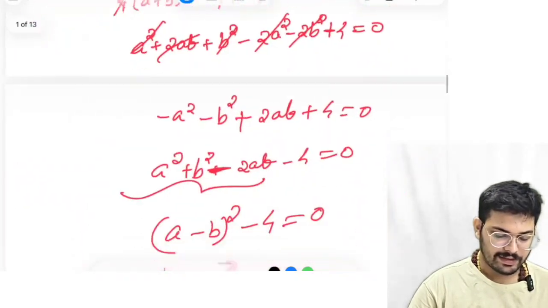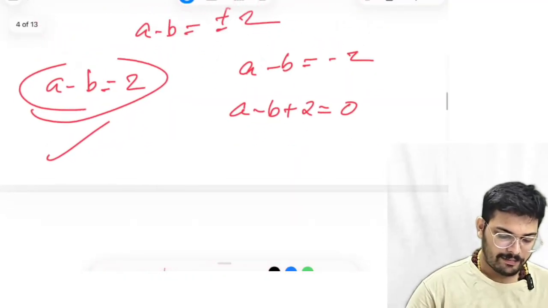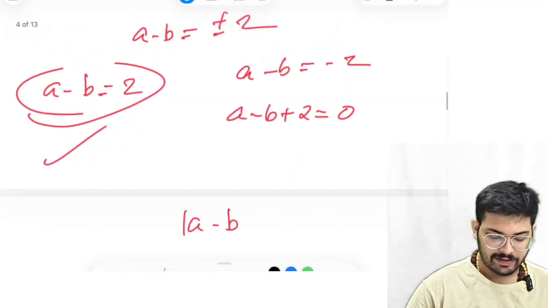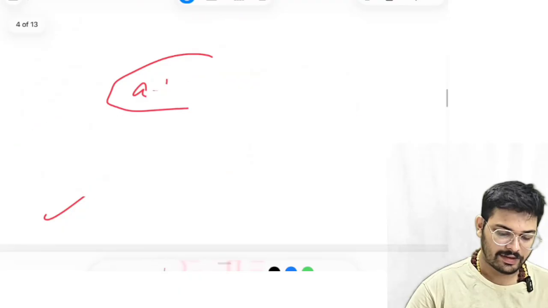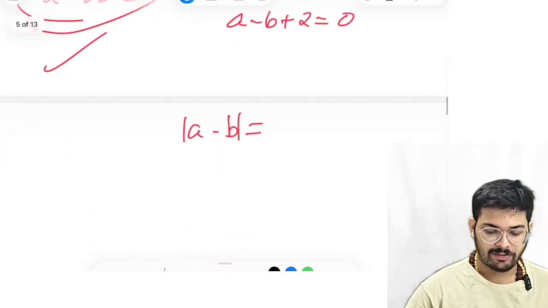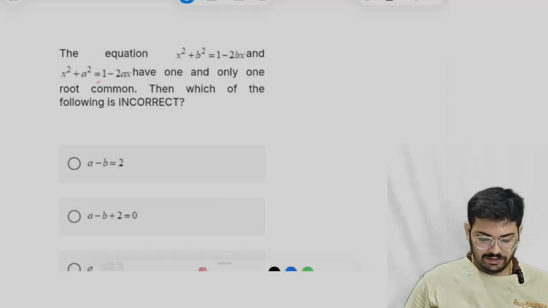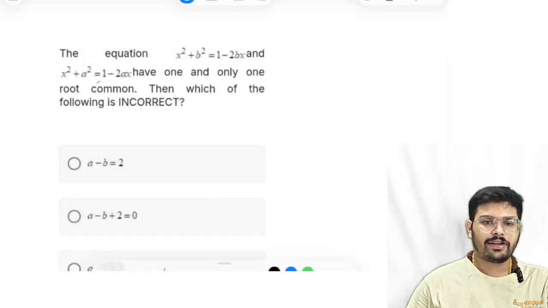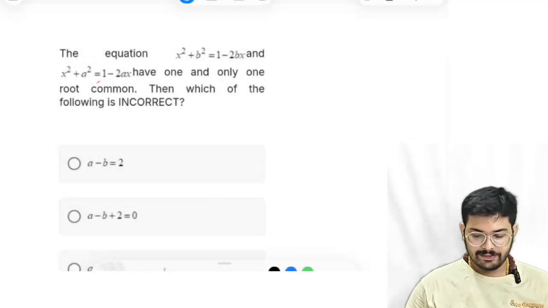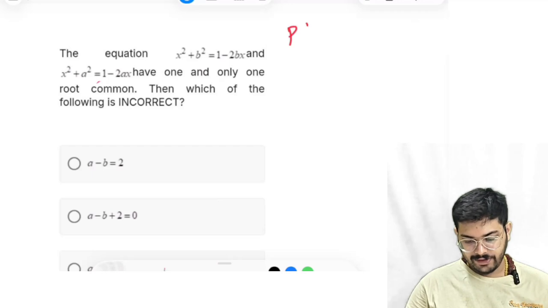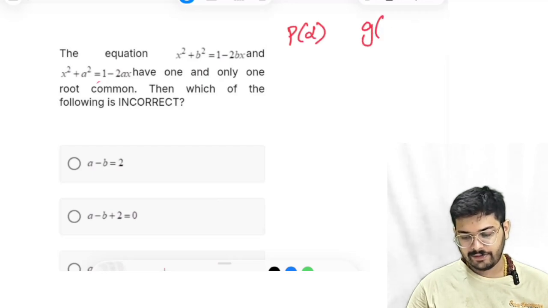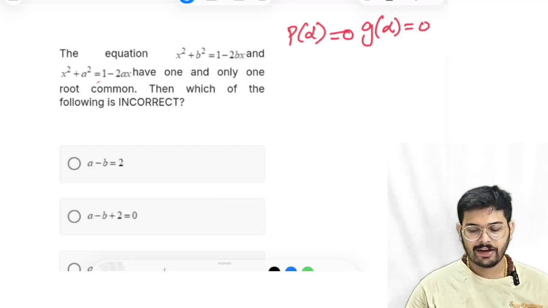And sometimes this question is asked, they will only ask the magnitude of a minus b. In that case, a minus b is plus or minus 2, so the modulus of plus or minus 2 will be equal to 2 only. Now if you want, we can solve this question in one more method. That is, suppose alpha is the root of p of x and g of x, that is, both the polynomials have the common root alpha.